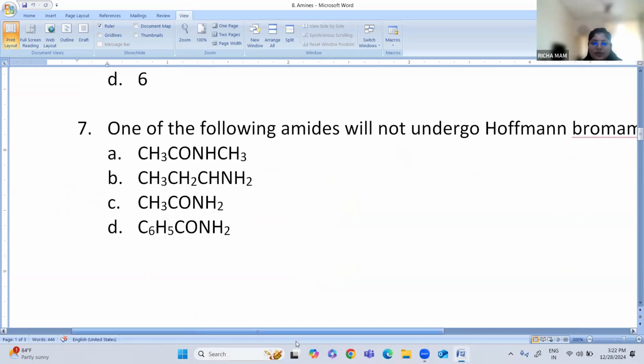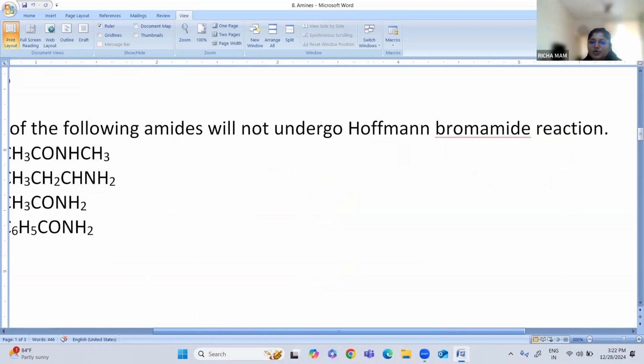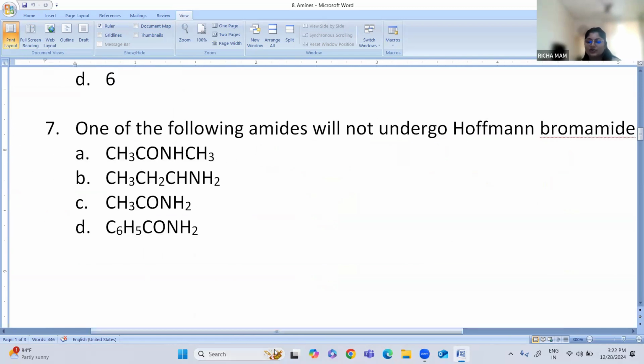One of the following amides will not undergo Hoffmann bromamide degradation reaction. So which will not undergo Hoffmann? For the Hoffmann degradation reaction, what are the conditions? Anybody knows? Remember that only primary amides will undergo Hoffmann bromamide degradation reaction. Now find out which is the primary amide.